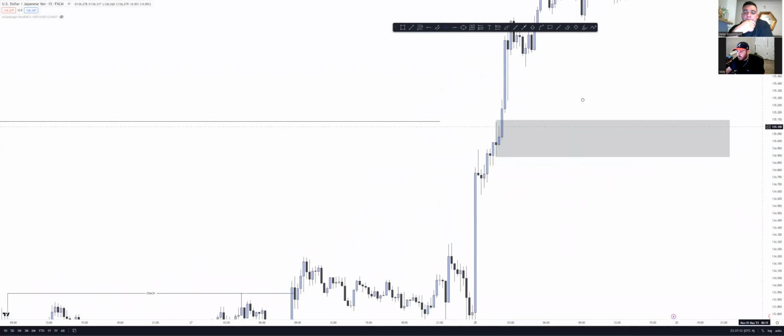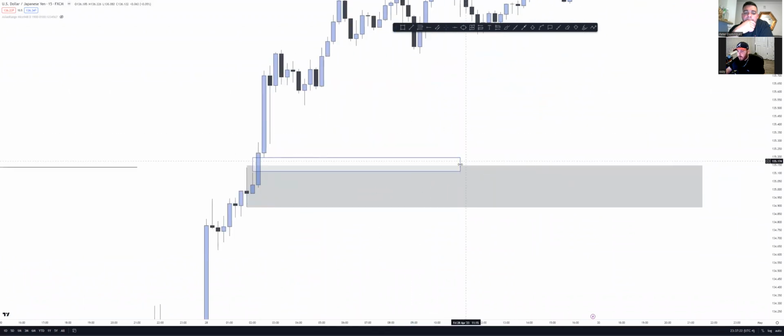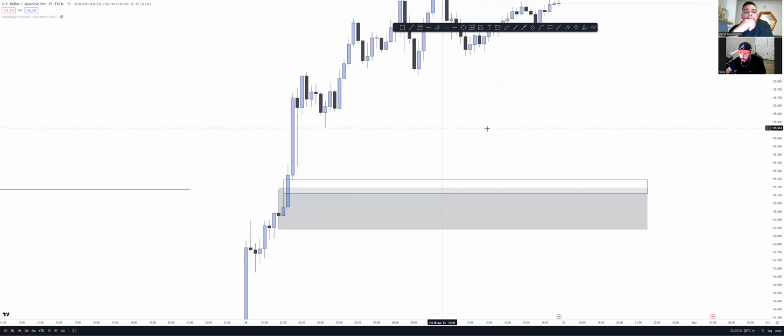Because if you see, yeah, I definitely see it. That little gap right there? Yeah, that has to get filled. Exactly. So we have some imbalance.